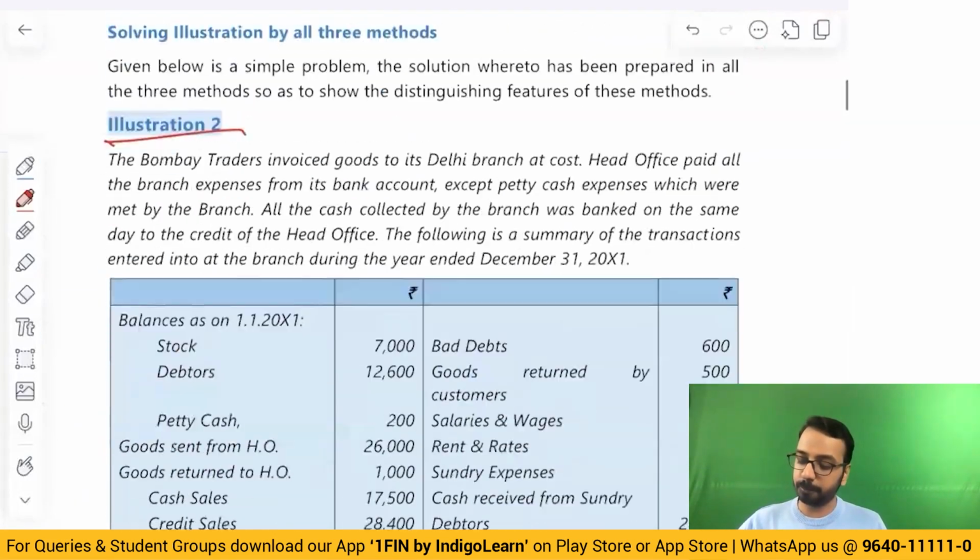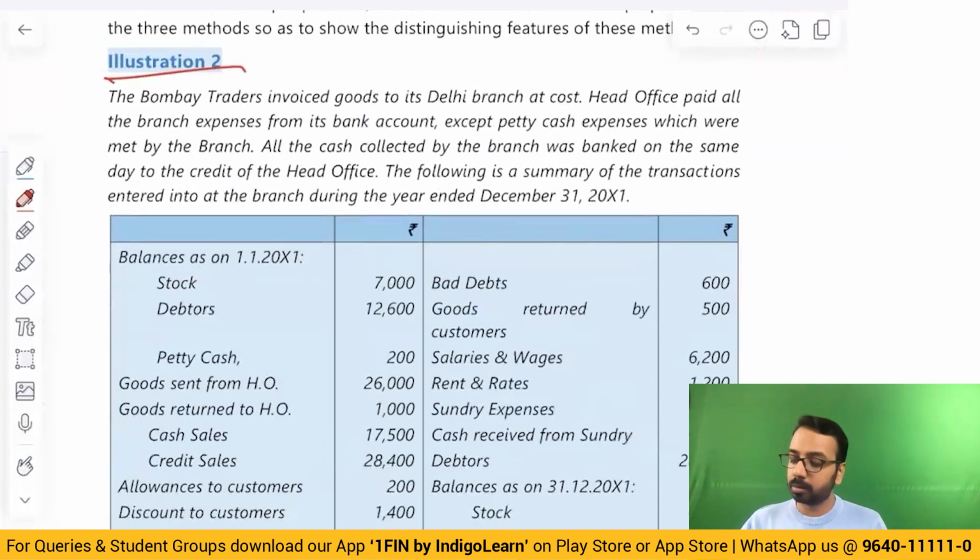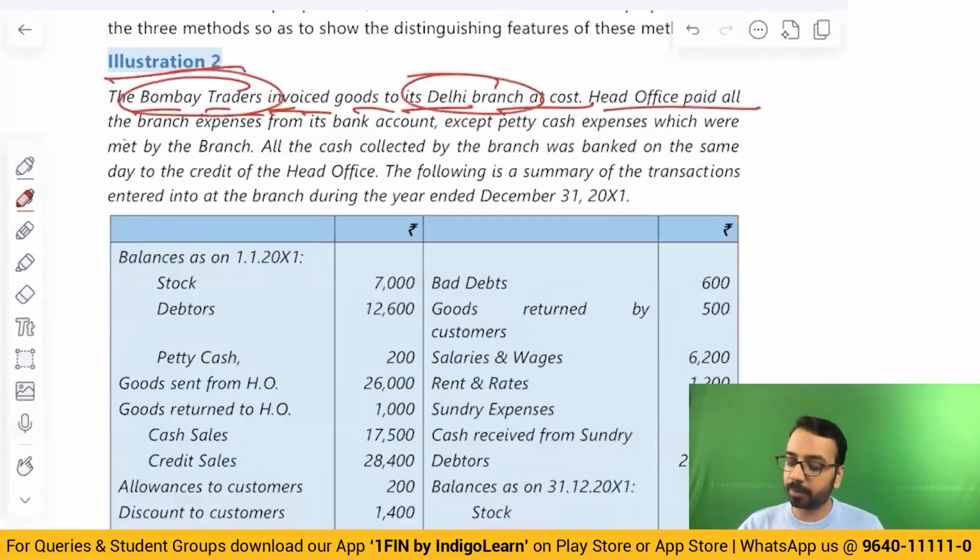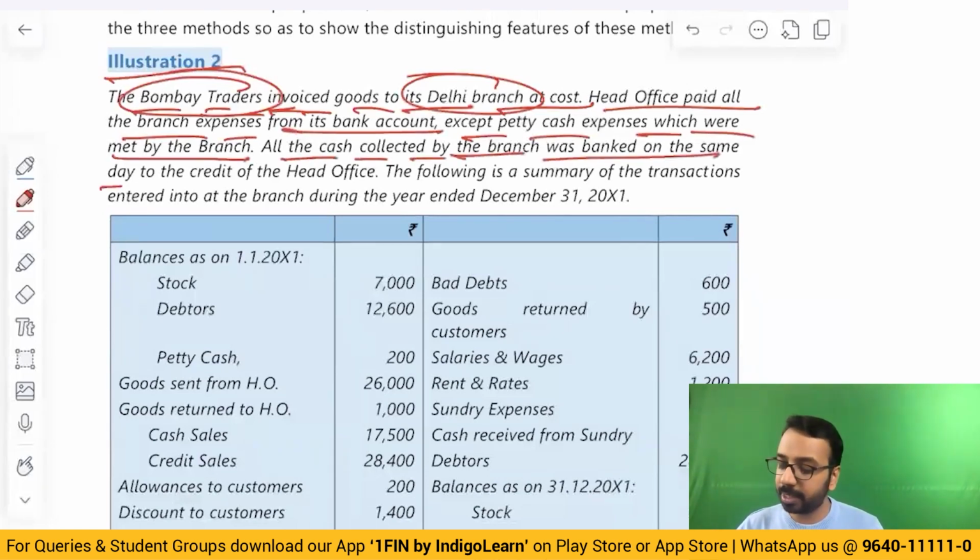So let's look at this question. The Bombay traders. See, so far we are dealing with cost basis only. The Bombay traders invoiced goods to its Delhi branch at cost. Head office paid all the branch expenses from its bank account, except petty cash expenses which were made by the branch. All the cash collected by the branch was banked on the same day to the credit of head office. So you collect the amount from the customer, you immediately deposit it in the bank.